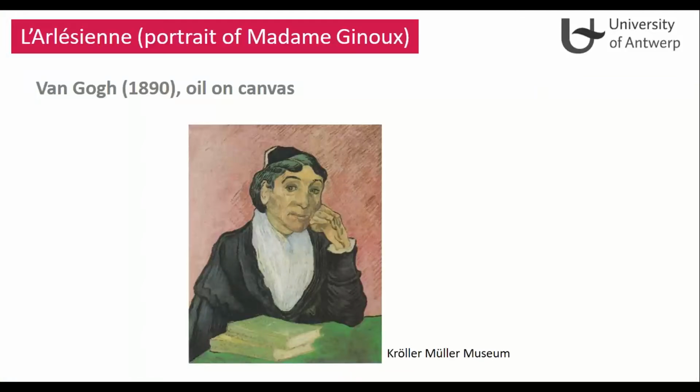This is a painting entitled L'Arlésienne, Portrait of Madame Ginoux. It was painted by Van Gogh in 1890. It is a small painting on canvas, around 90 by 70 centimeters, and it is displayed in the Kröller-Müller Museum in the Netherlands. The painting displays a woman with a pink background.